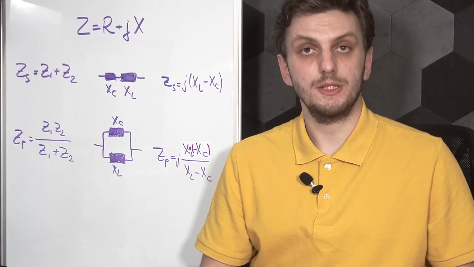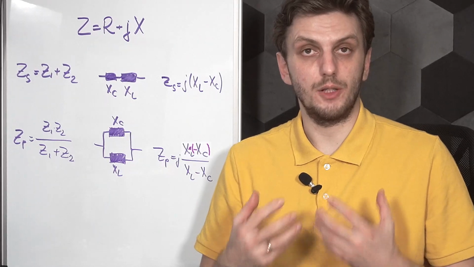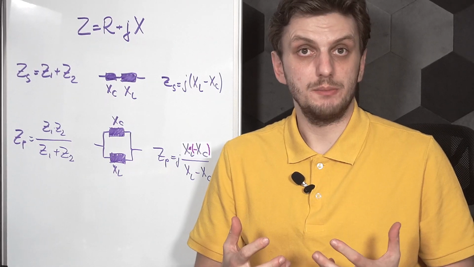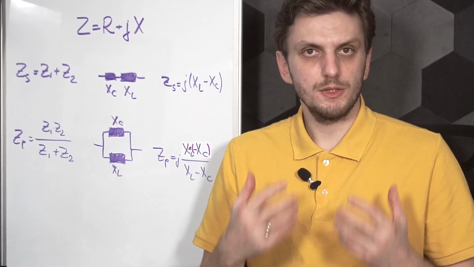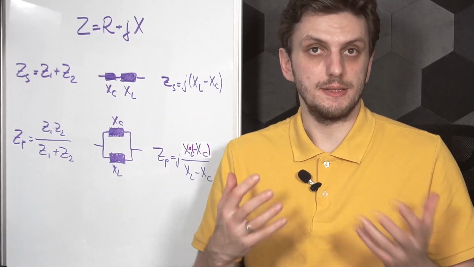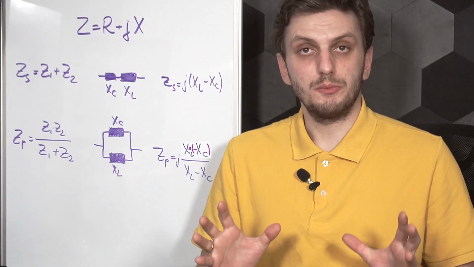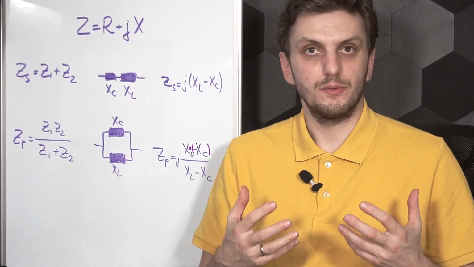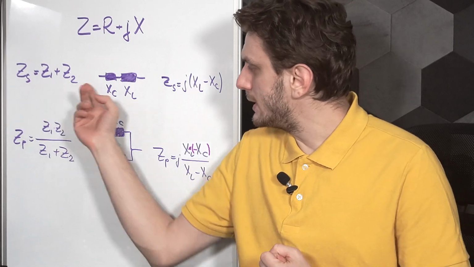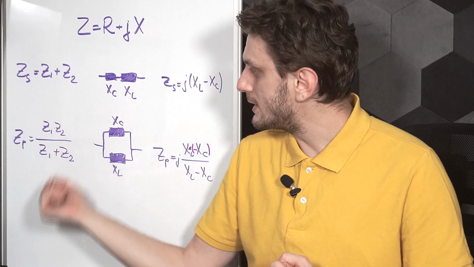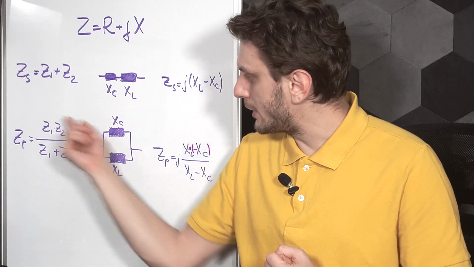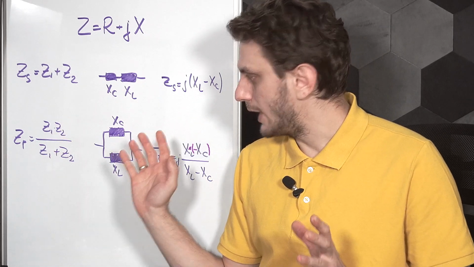And this brings us to our first method to handle complex impedances. We can simply get rid of the imaginary part by resonating it away. So when you have multiple impedances in series or in parallel, the same rules apply as with resistance. So two impedances in series will be expressed as the sum of the individual impedances, and two impedances in parallel will be expressed by this calculation.